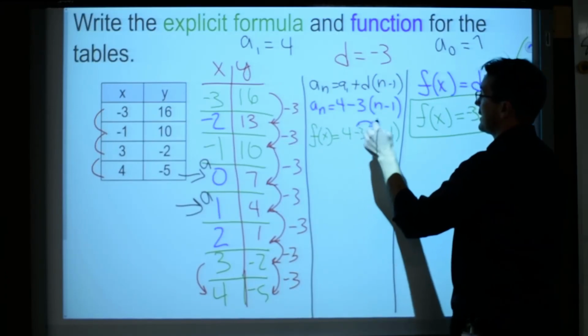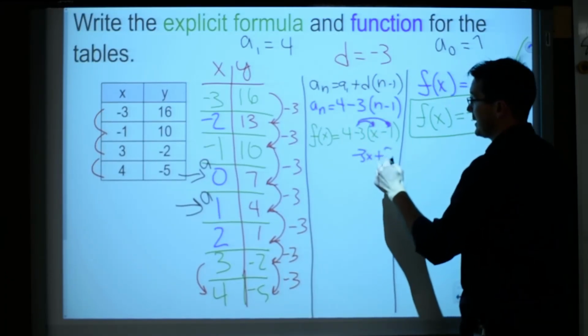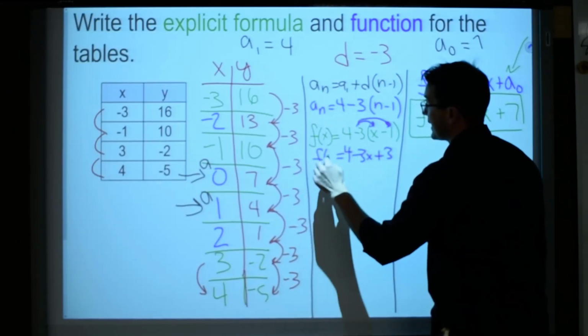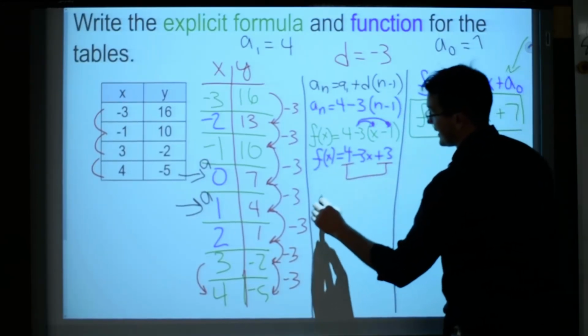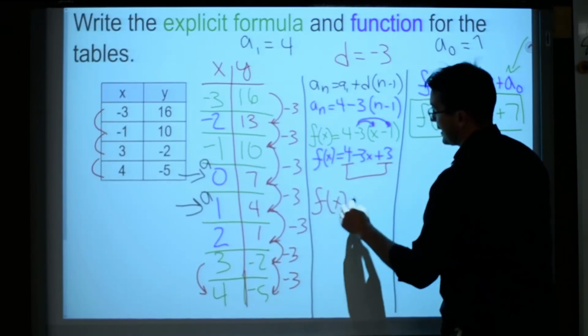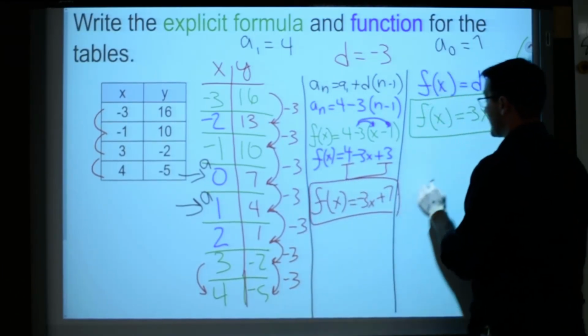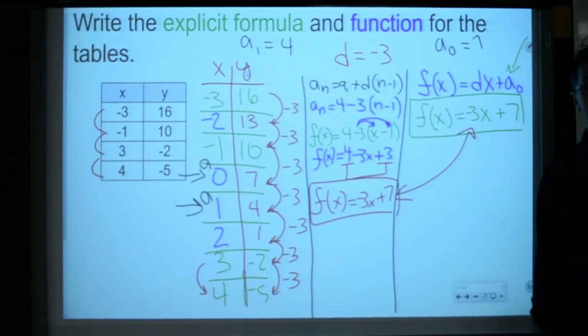I distribute. That's going to give me negative 3x. Negative times a negative is positive 3. Oh, I forgot my 4 right there. f of x equals 4 minus 3 times x minus 1. And then I have to add my like terms. 4 plus 3 is 7, so I'm going to get f of x equals negative 3x plus 7. The exact same answer, but one took a bunch of steps, the other one I just had to find the two things and I'm done.